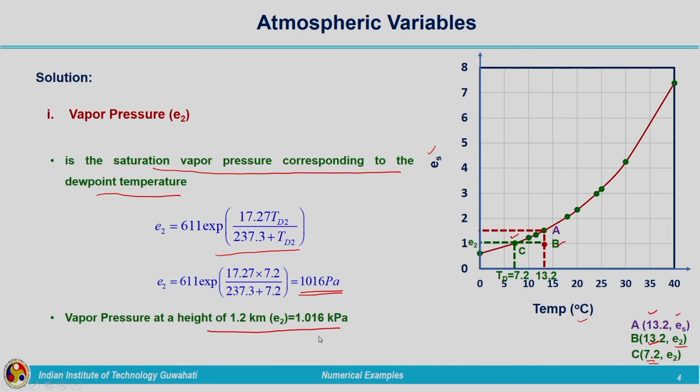So, for the dew point temperature, if we make use of that particular curve, we will get a pressure, that is a saturation vapor pressure. That vapor pressure is the vapor pressure existing at that particular temperature at that level. So, that is calculated to be 1.016 kilo Pascal. So, we got the value corresponding to vapor pressure.